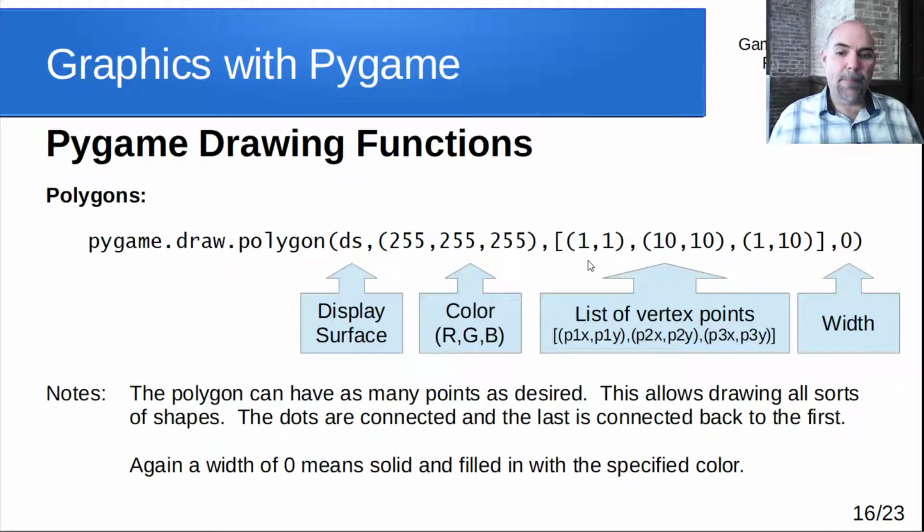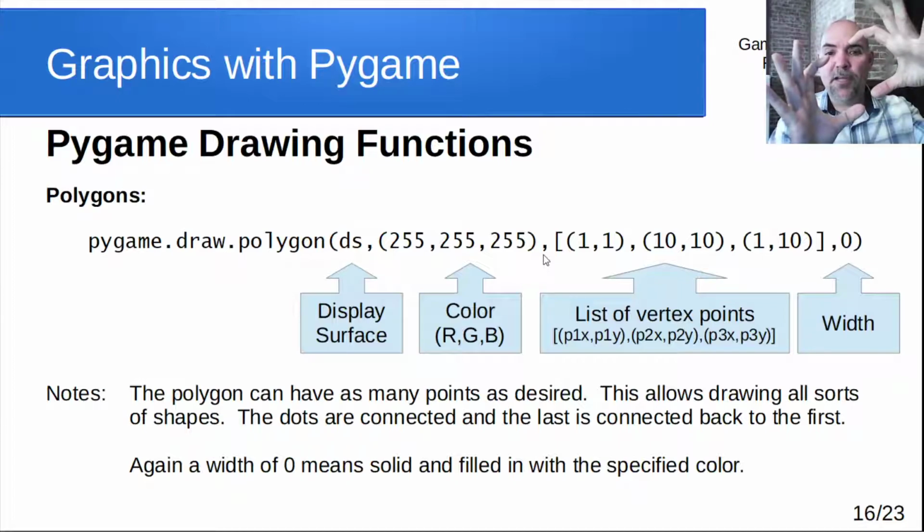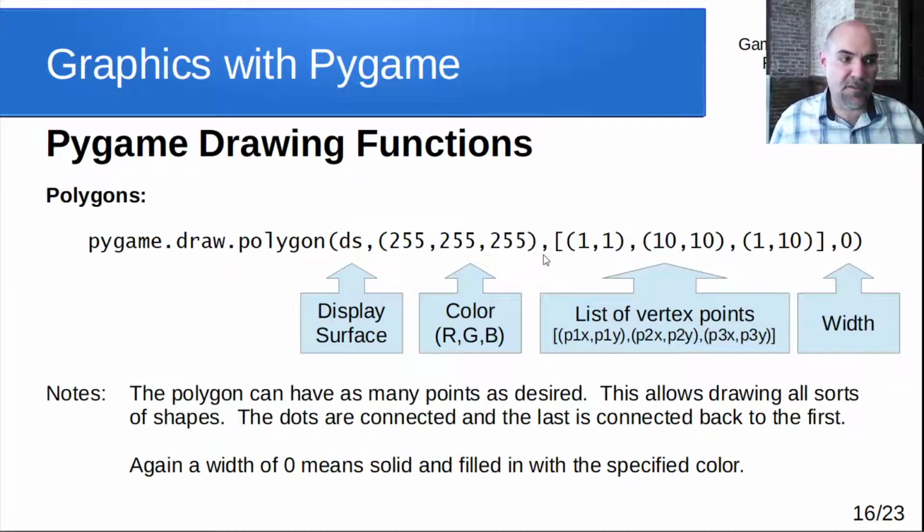Okay, a polygon. Now polygons, this here has 3 points. This is allowing us to do a triangle. But you can also do, this is where you can now do things that are at an angle, like a rectangle at an angle. You can do that with polygon, or you could do a star shape. You could do a pentagon. You can do all kinds of different shapes with this polygon function.